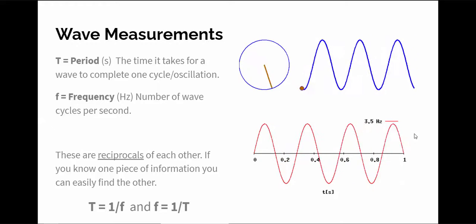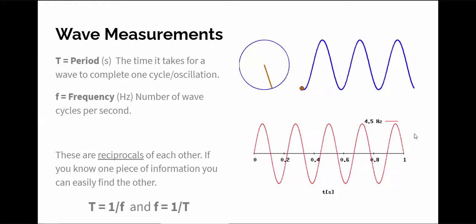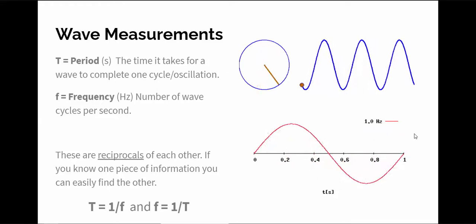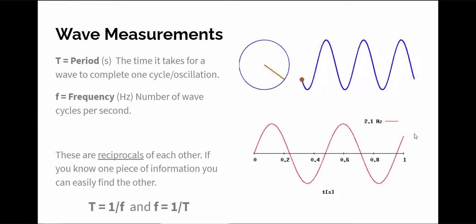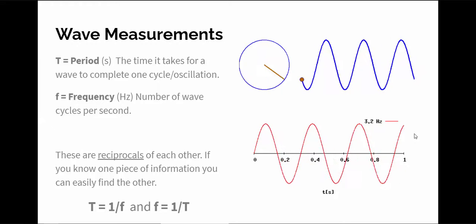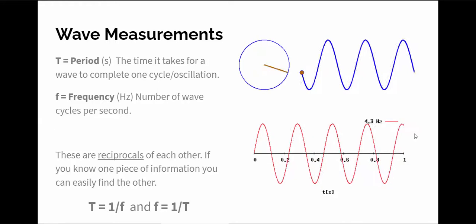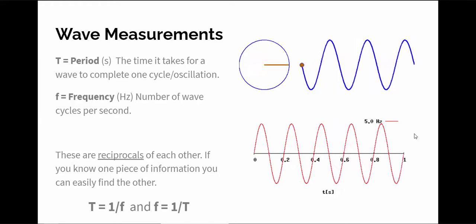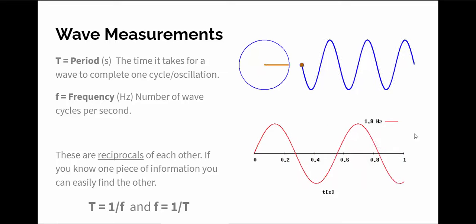So they're inverses of each other, and the formulas are right there. So if you know the time period, you can do 1 over the time period to find the frequency, and if you know the frequency, you can do 1 over the frequency to find the time period. Now, frequency has units of hertz, which means per second.